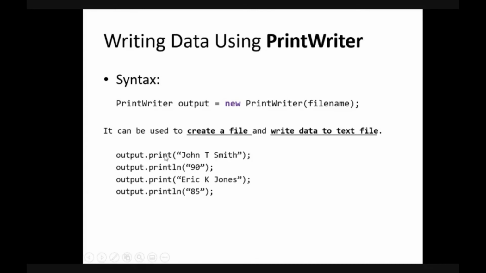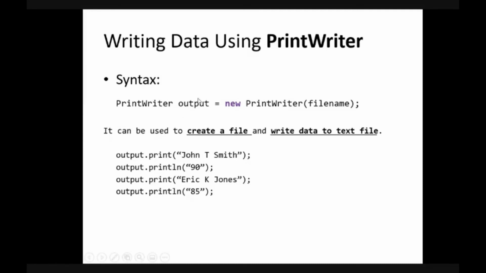So I am not writing on the command window anymore. I am writing on the text file. Normally, how was it? If I said System.out.println, it was printing out on the command window. I can see the text. Now I'm not writing anything there. I'm just writing on the text file directly.